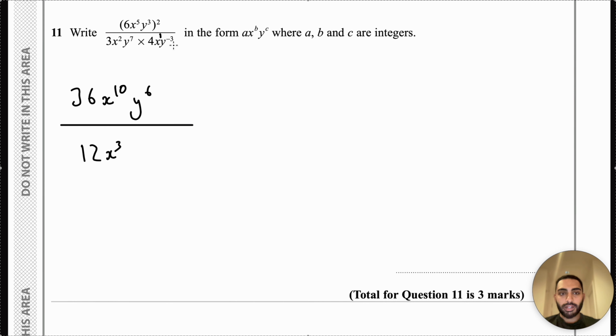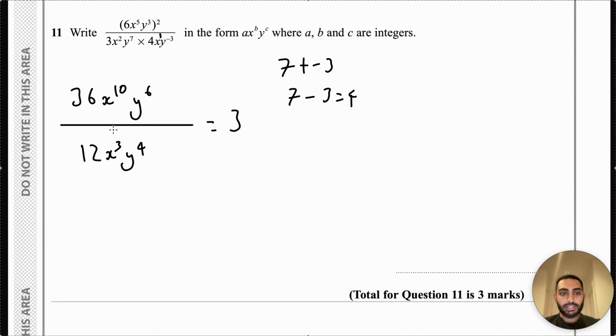Y to the 7 times by y to the negative 3. 7 add negative 3. I've got mixed signs in the middle, so it's going to become a minus. 7 take away 3 is 4. So that's y to the 4. Now I need to clean this up further. I've got 36 divided by 12, which is 3.